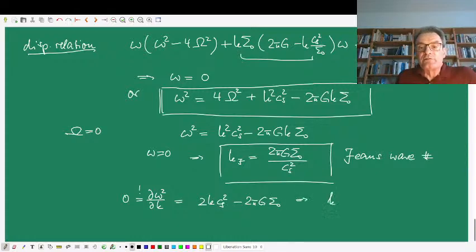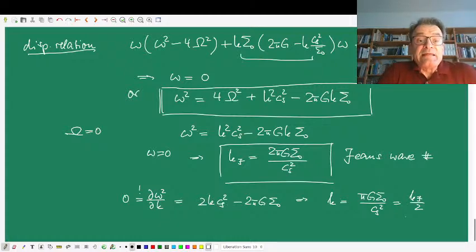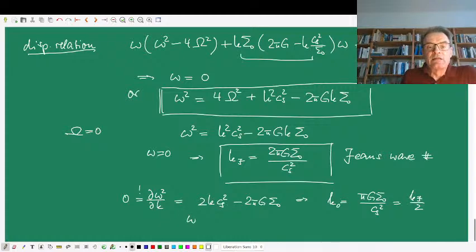If this is to be 0, then k must be pi g sigma 0 divided by cs squared. And you see, this is just the Jeans wave number divided by 2. So this is where the minimum of omega is going to be. And now we demand that this omega square that we have obtained in this way, let us call this k0. Let us call the corresponding omega 0.